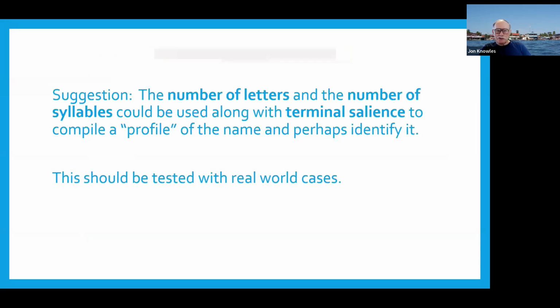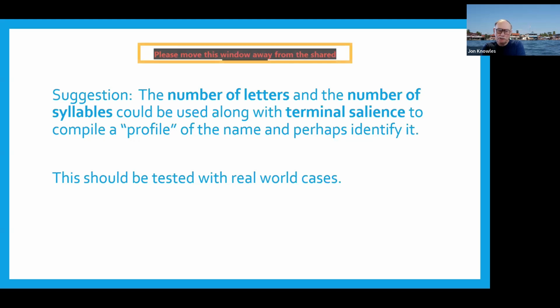So my suggestion is the number of letters and the number of syllables could be used along with terminal salience to compile a profile of the name and perhaps identify it. And this should be tested with real world cases.